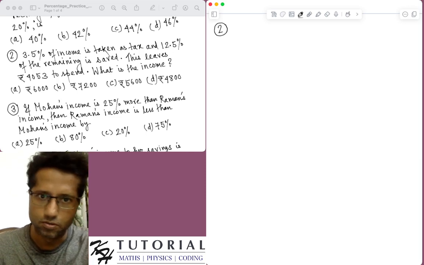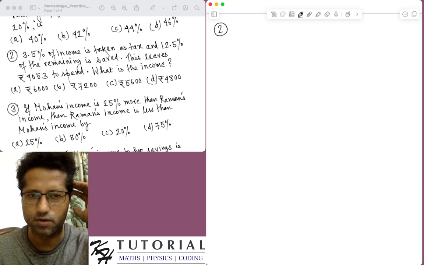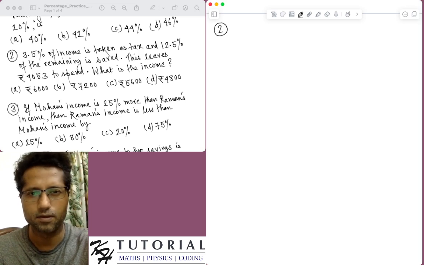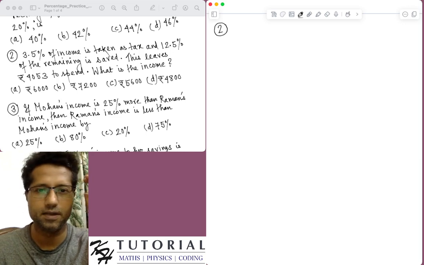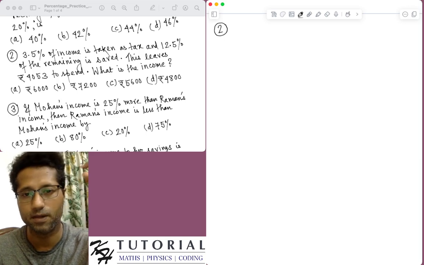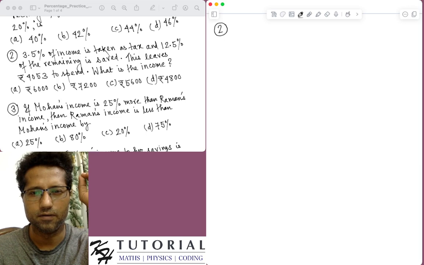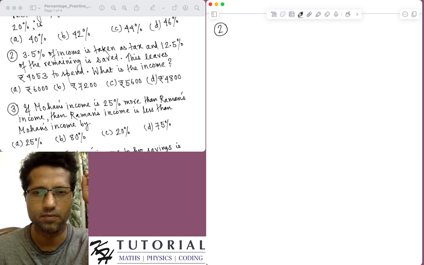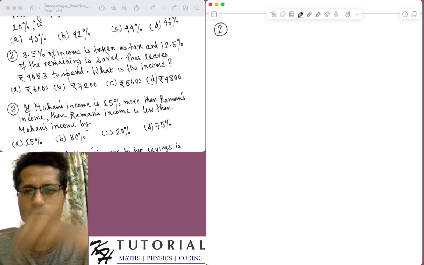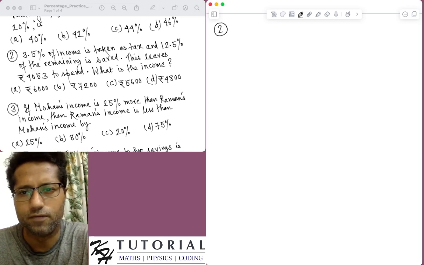So we have an income. From that income, 3.5% is taken away as tax, and 12.5% of the remaining, whatever is remaining after the tax has been taken away, is saved. Finally some money will be left for spending, which is given to be rupees 4053. What is the income?